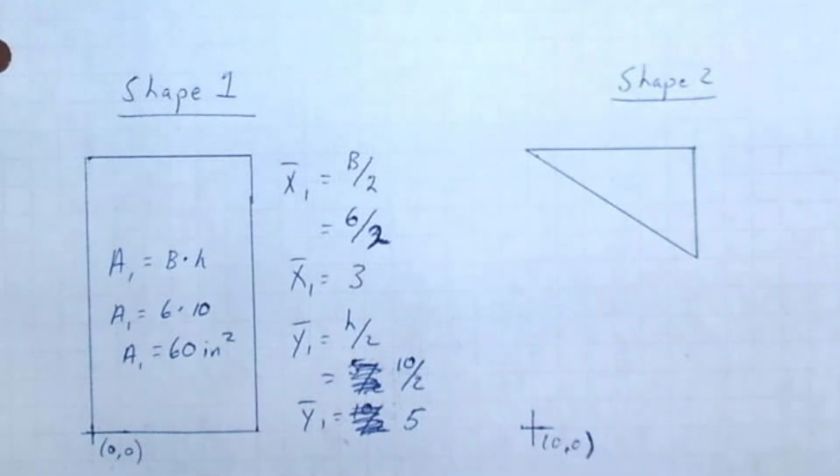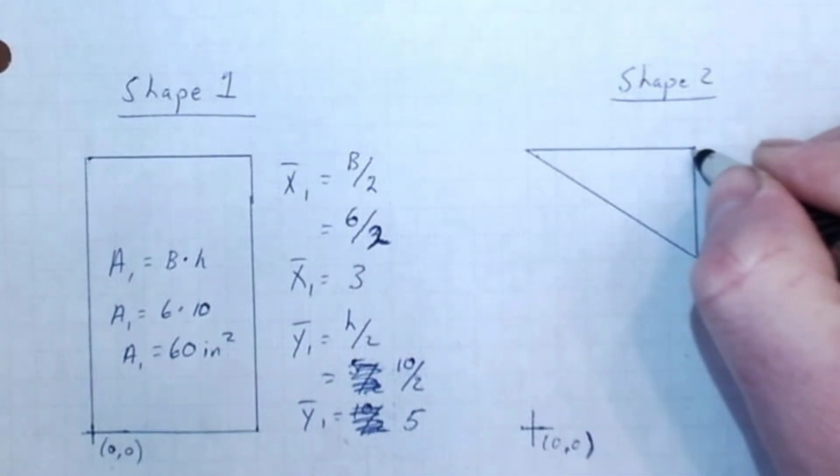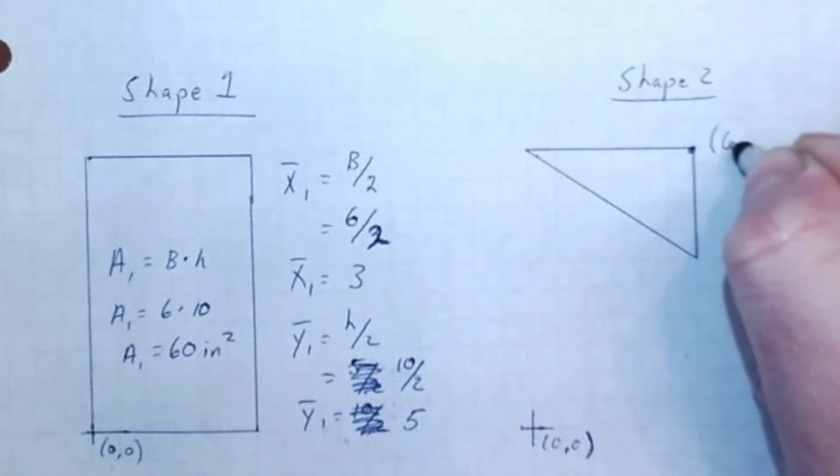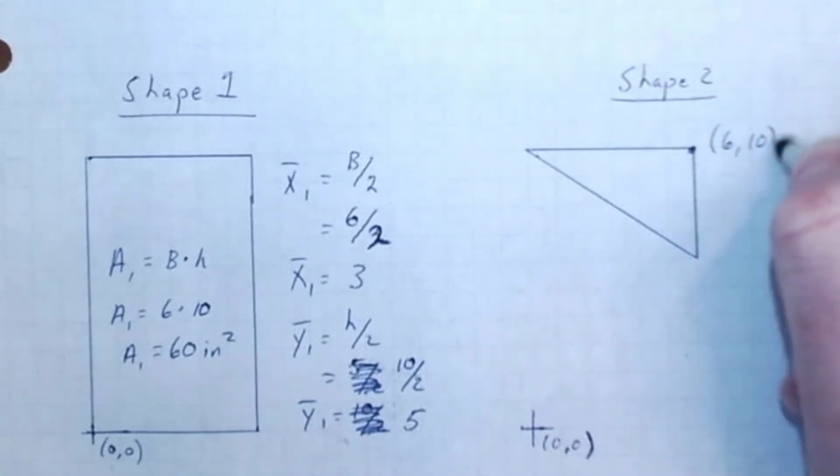Okay, so now we go look at shape 2. Shape 2 is not located at the 0, 0. So the first thing we need to do is get to the right angle of the triangle. Remember, your formula for triangles acts from the right angle. So before you do your formula, you always must get to the right angle. If we look at the location of our right angle here, it is located at 6, 10.